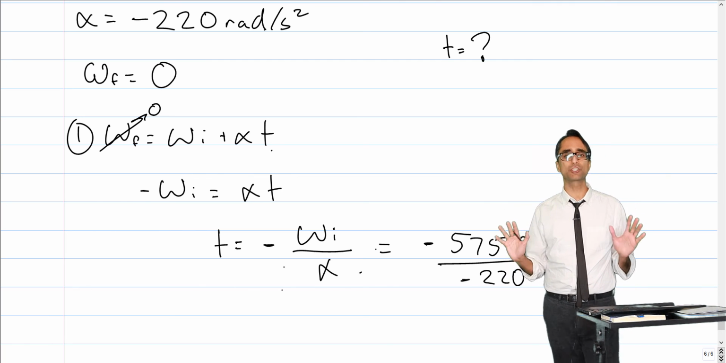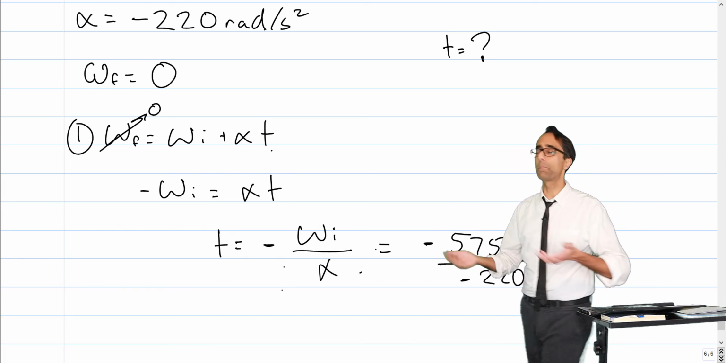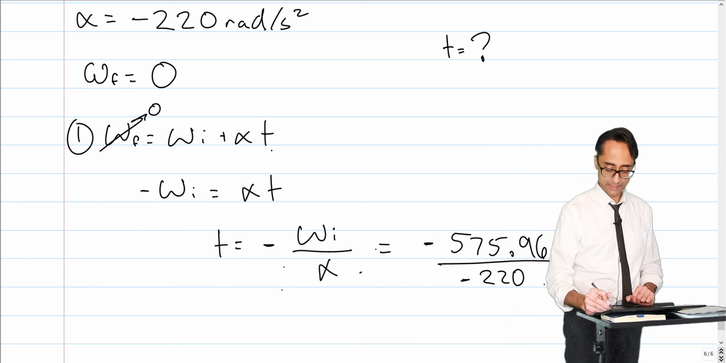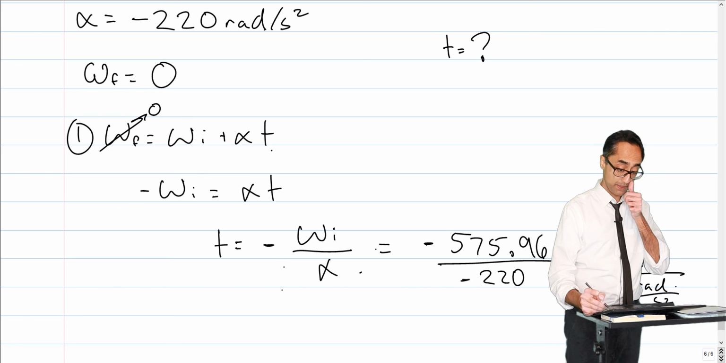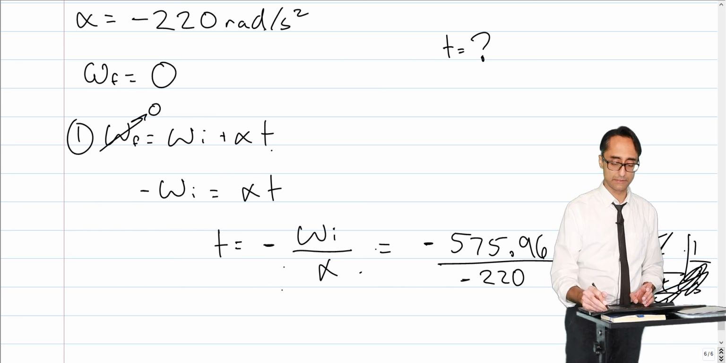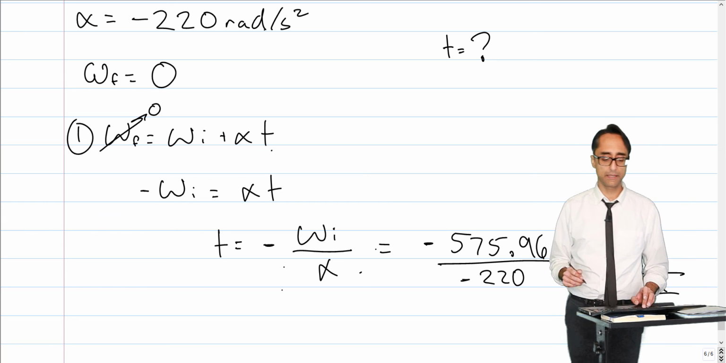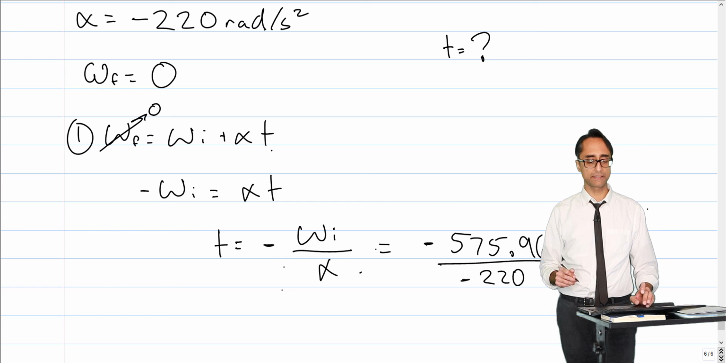I want to make sure that I end up with seconds. This is the first time I'm doing a problem with rotational kinematics. Let's make sure. So this is radians per second divided by radians per second squared. And so that cancels, that cancels, that cancels. And I'm left with 1 over 1 over seconds, which is seconds. All right, good. Just checking to make sure units make sense.